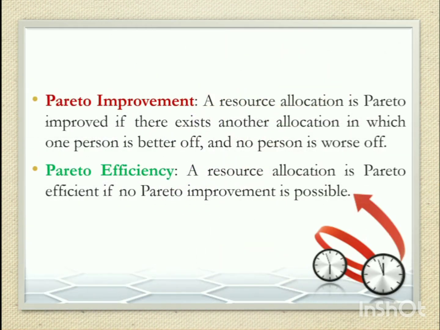A resource allocation is Pareto improved if there exists another allocation in which one person is better off and no person is worse off. And a resource allocation is Pareto efficient if no Pareto improvement is possible. Therefore, Pareto efficiency indicates that resources can no longer be allocated in a way that makes one party better off without harming other parties. In Pareto efficiency, resources are allocated in the most efficient way possible.